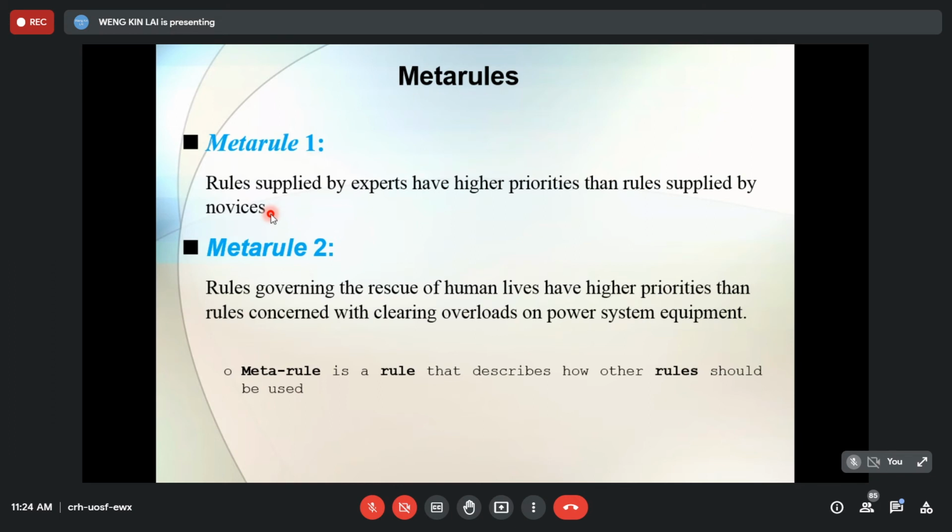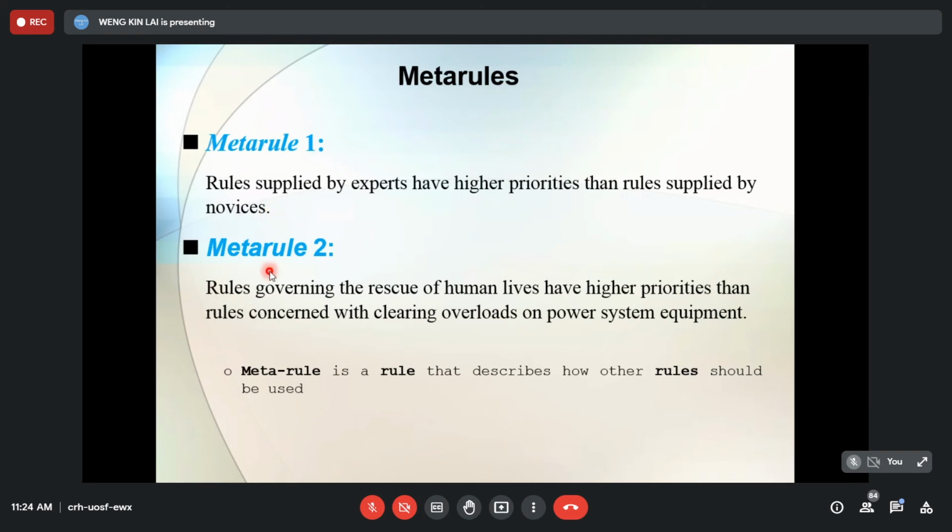I said today it will not rain. So that rule that you asked me would have a lower priority compared to if you talk to a weatherman, an expert who has maybe 20 years working forecasting the weather. So that is a simple way of explaining this meta rule number one.